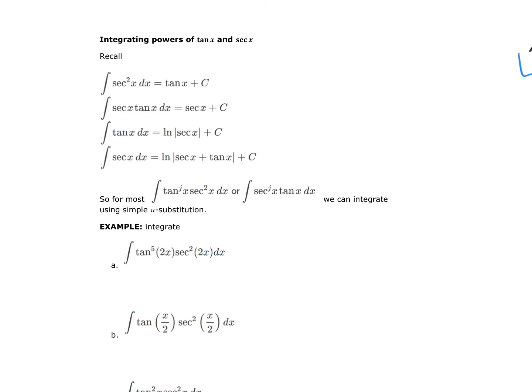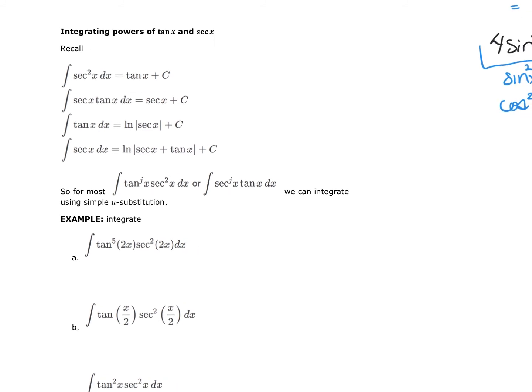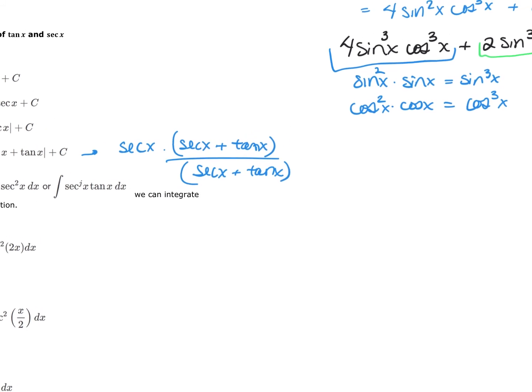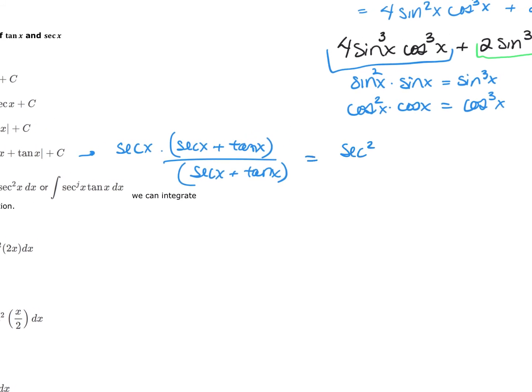Let me talk about why this one works out. This one was like, what? First time I saw it, I was like, what? So let's look at this. The secant of x, if I multiply it by the secant of x plus the tangent of x, this is where this one comes from, over the secant of x plus the tangent of x. So in other words, I'm taking the secant of x and I'm multiplying it by 1. This becomes the secant squared of x plus the tangent of x, the secant of x, over the secant of x plus the tangent of x.